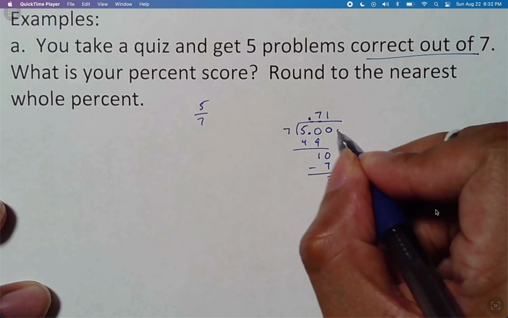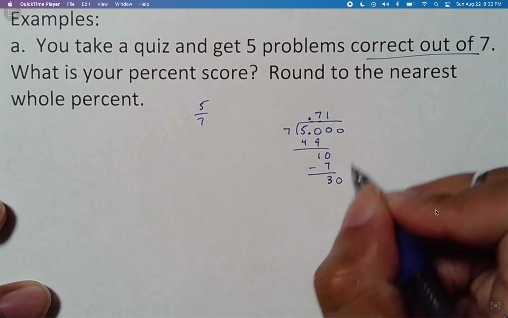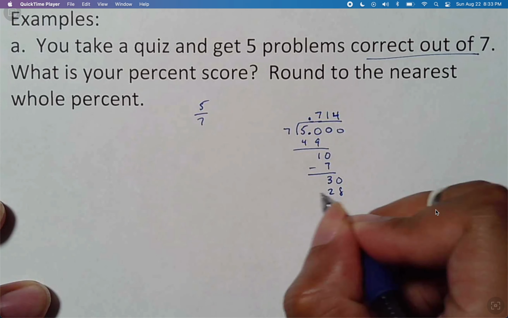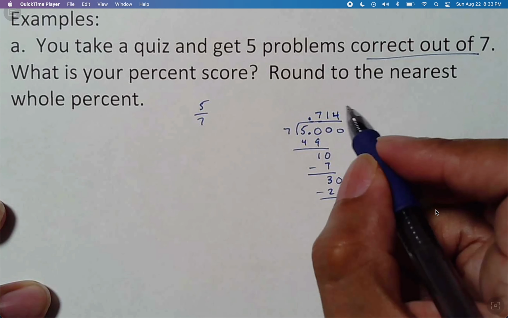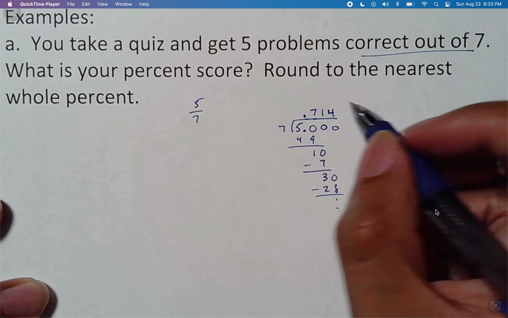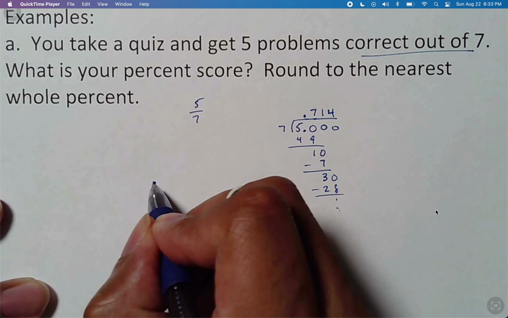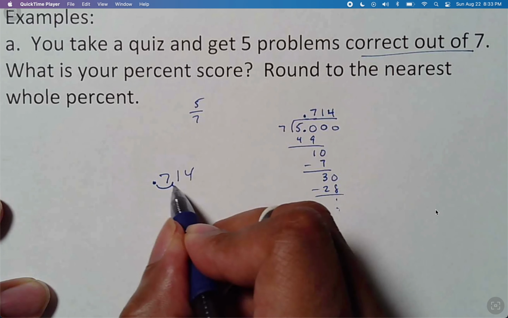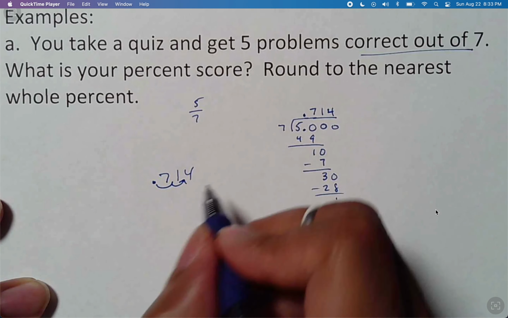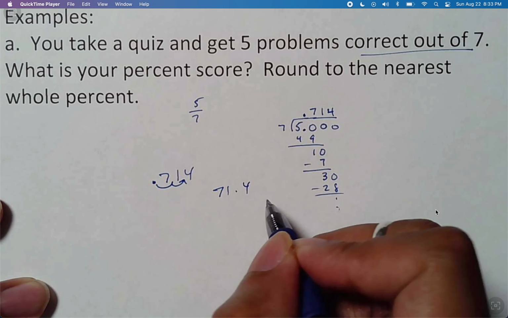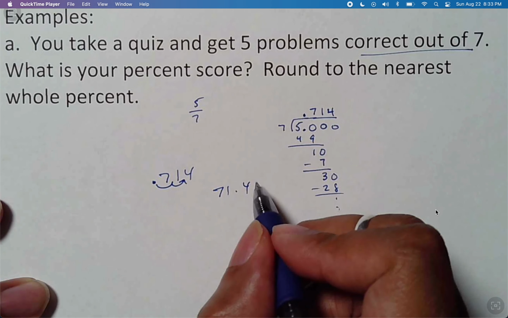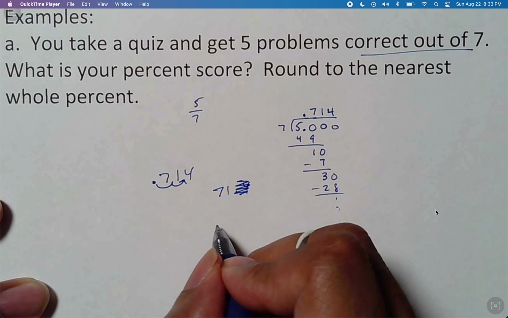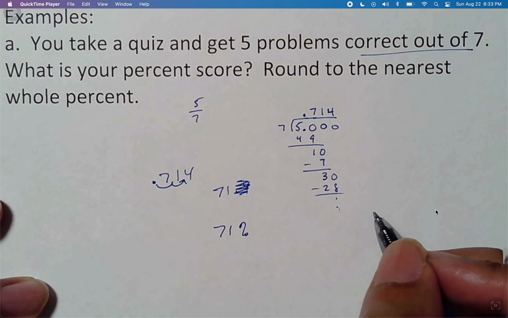So what we will do is add another 0 and bring it down. 7 goes into 30 4 times, which is 28. Doesn't really matter there, but I have 714. If you remember about decimals to percentages, you have 0.714. What you will do is move this decimal 2 spots to the right, giving us 71.4%. But again, we don't need that. And remember that if this number, when you're rounding, is smaller than 5, you just leave it as it is, which means your answer would be 71%.